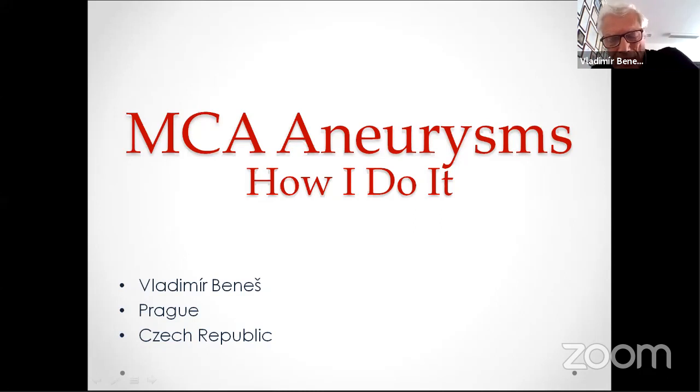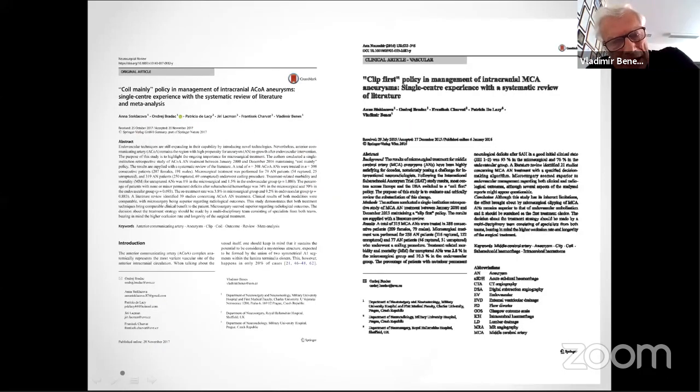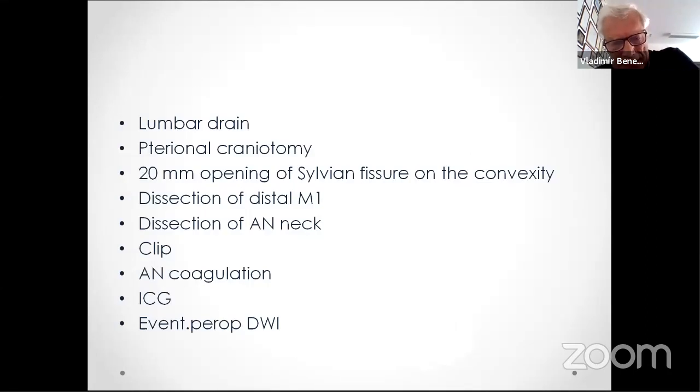A while ago, we published two articles on aneurysms. One of them was on anterior communicating aneurysms, and it was coil mainly. The other one was on middle cerebral aneurysms, and it was clipped first. I shall get to both these articles at the end just to show you the results and why we said coil first and clip first.